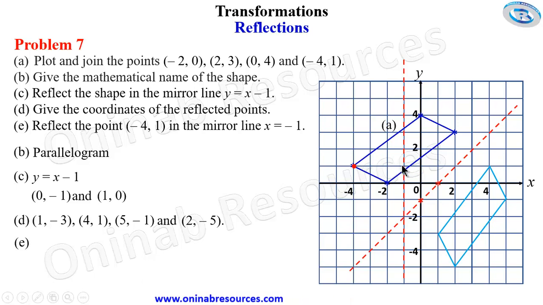How many units away from the mirror line? 1, 2, 3. So 3. So see, following that line, we count 1, 2, 3. So this is the point. This is the image point after the reflection of the point -4, 1, and the coordinate is 2, 1. So the image is 2, 1. And that is all for problem 7.